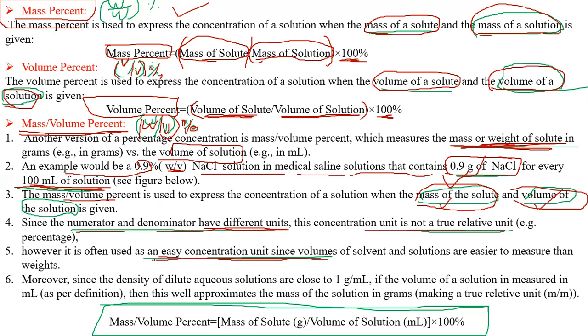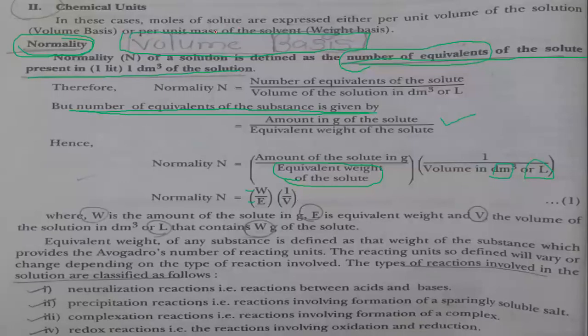You can see here that the formula is given: mass upon volume percent is equal to mass of solute in gram upon volume of solution in ml, into 100. Okay, you will get this term. Right now we are proceeding towards volume basis.